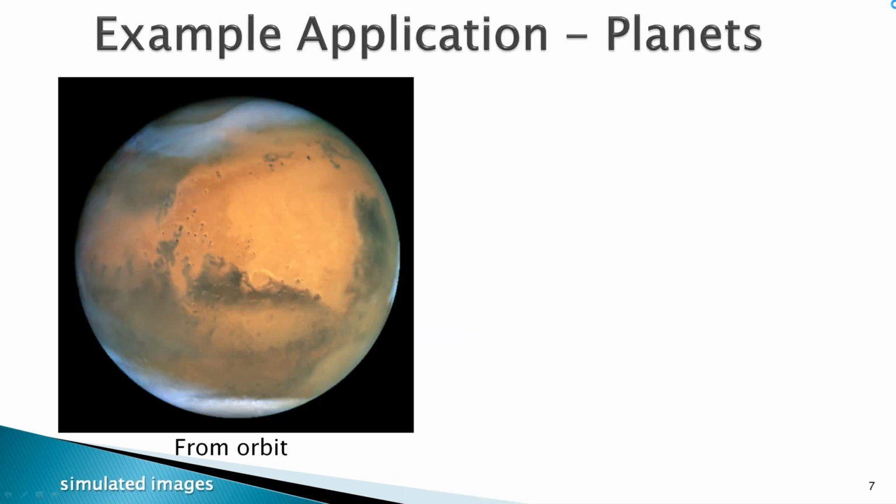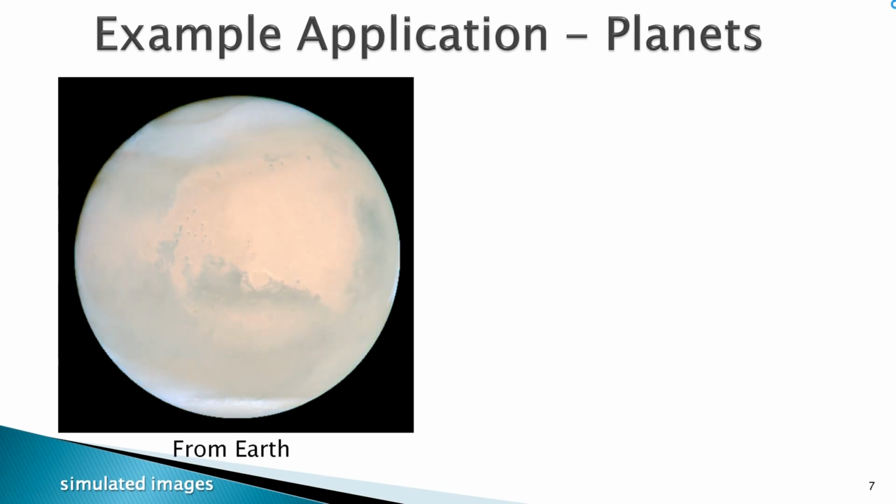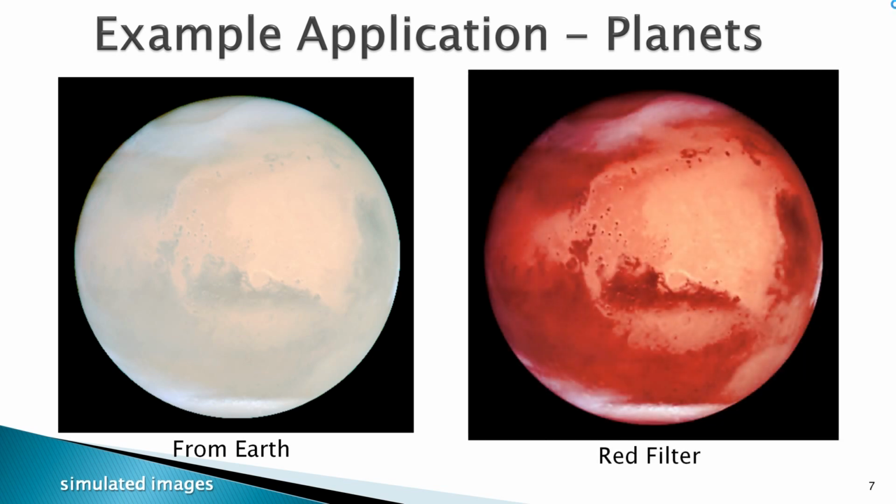First, consider this view of the planet Mars. This is what it looks like to the Hubble Space Telescope. From our vantage point here on Earth, the view is not quite as nice. Our atmosphere hides details from view. We can, however, add a color filter to improve the view. For example, adding a red filter will darken greens and blues, increasing the contrast.